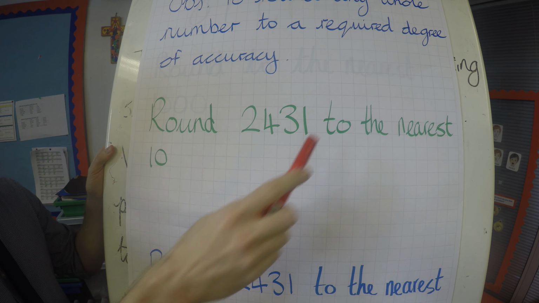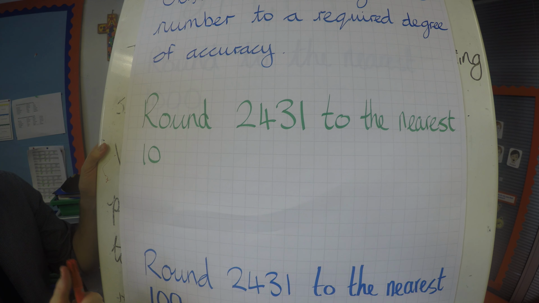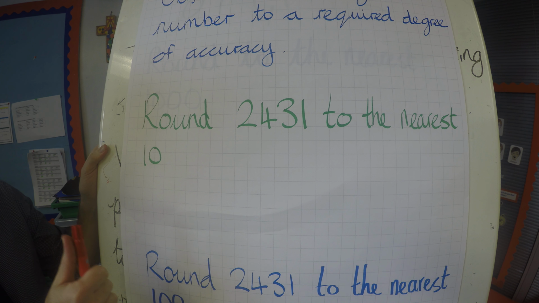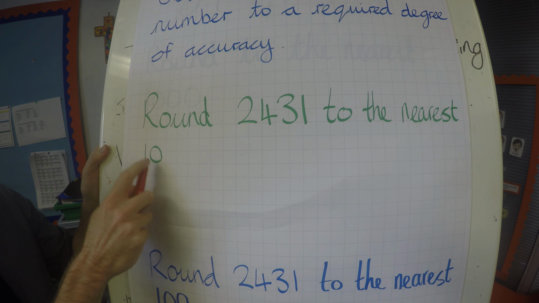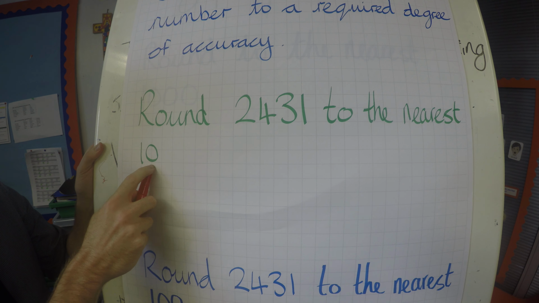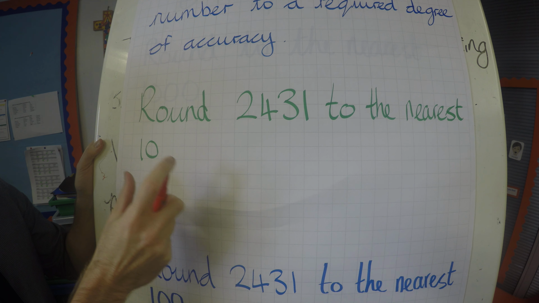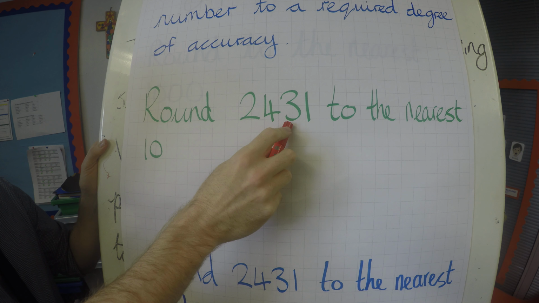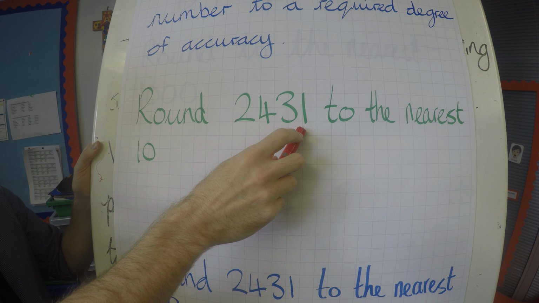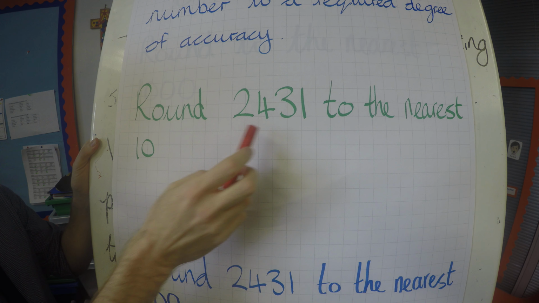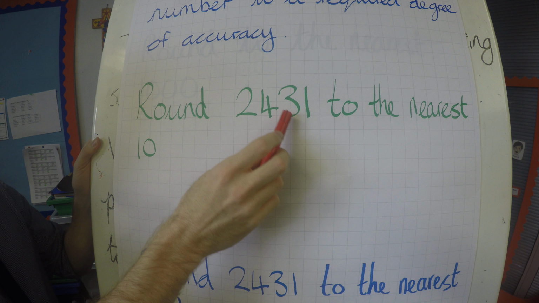So if we look at the first one, it's round 2431 to the nearest 10. The first thing you've got to look at is what it's asking you to round to. In this case, it's the nearest 10. So all we've got to look at is that part of the number, the tens column and the units column, because it's the nearest 10. If we read it out loud, it's 31.